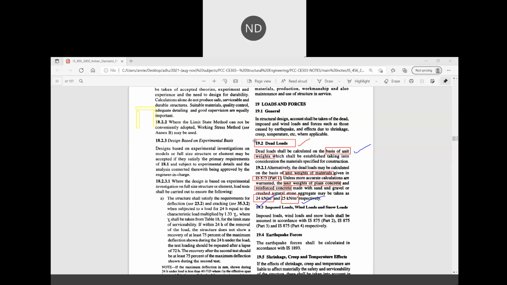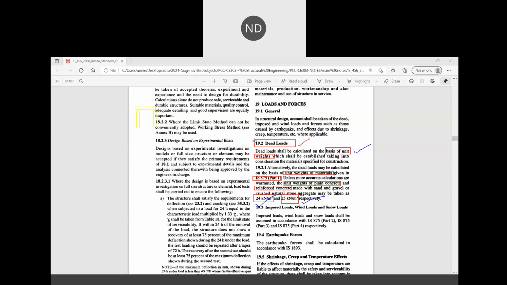When you know about the dead loads, that means the permanent load that is going to be on your structure. Live load means what? Live load keeps changing. Sometimes furniture will come, sometimes people will go out, so live loads keep changing, or sometimes wind load, earthquake loads, etc. They keep on changing, but what doesn't change is your dead load. Dead load is always fixed.